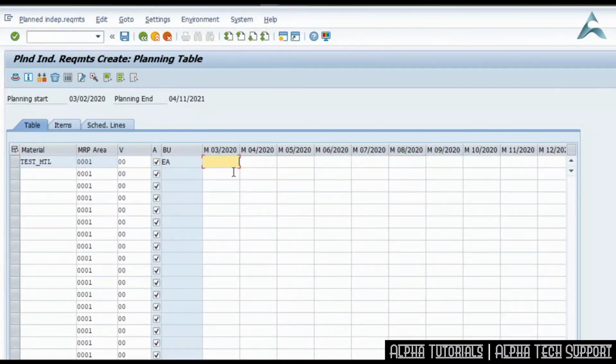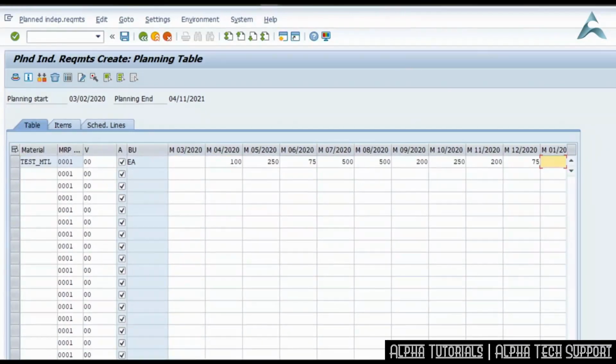So the first thing I'm going to do is start entering my monthly forecasted quantities. As you can see, I started my forecast in April. Let's pretend this is a brand new material that we have never manufactured before. We have never sold it before. So this will be a brand new material, and we intend to start selling it on the market in April 2020. And these are the quantities that we are expecting or predicting or forecasting to sell to customers within these monthly periods.